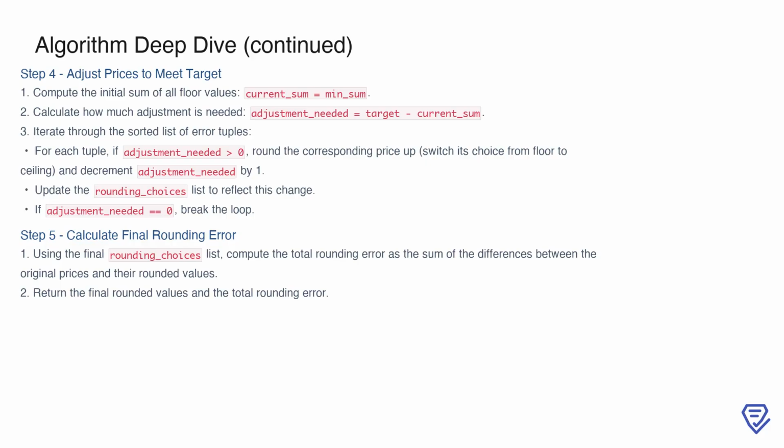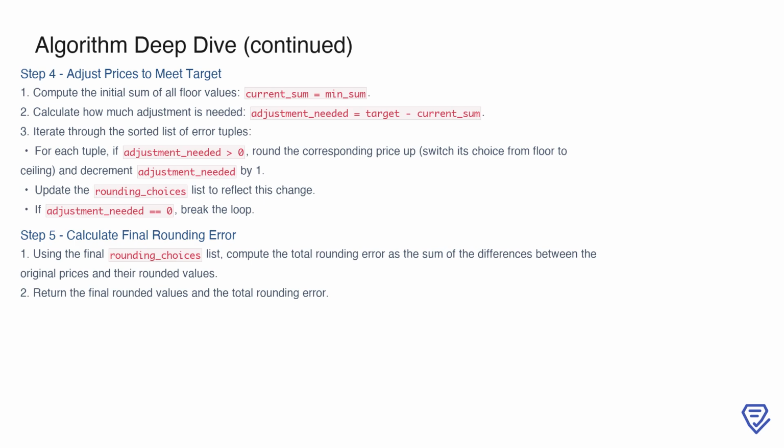We start with the sum of all floor values, which we call current_sum. The difference between the target and this initial sum is referred to as adjustment_needed. To bridge this gap, we iterate through the sorted list of error tuples. For each tuple, if adjustments are still needed, we round the corresponding price up to its ceiling, reducing the adjustment_needed by 1. This change is reflected in a list called rounding_choices, which tracks whether each price is rounded to its floor or ceiling. If the adjustment is fully completed before we finish processing the tuples, we stop making changes.